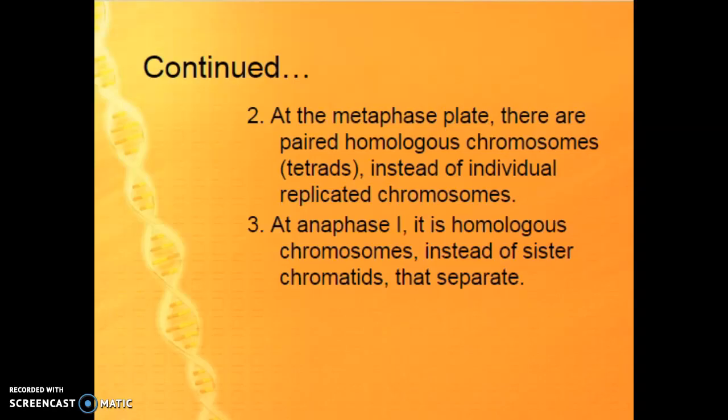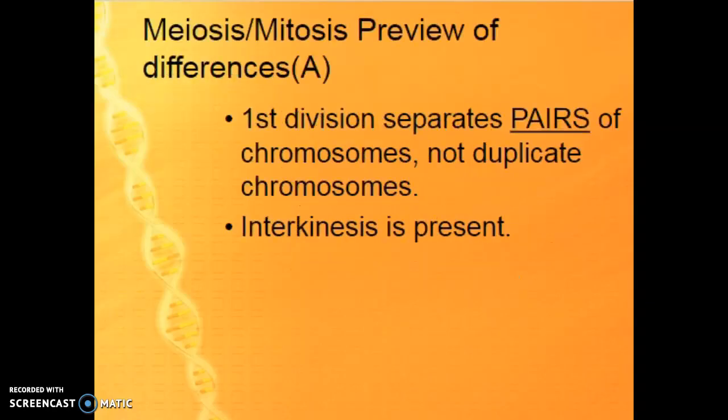At the metaphase plate, again, remember in meiosis 1, there are paired homologous chromosomes, which we call tetrads, instead of individual replicated chromosomes. So we've got twice the DNA. And then at anaphase 1, the homologous chromosomes instead of the sister chromatids separate. So same thing, just more DNA.